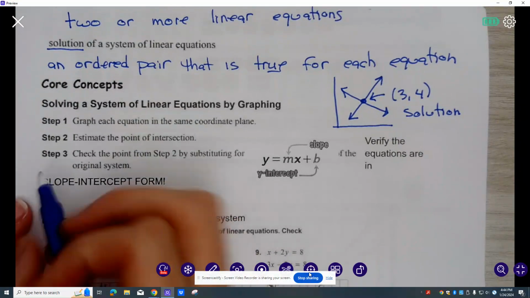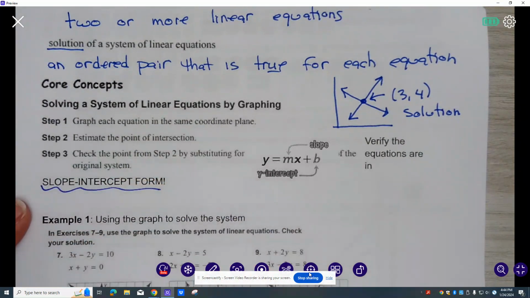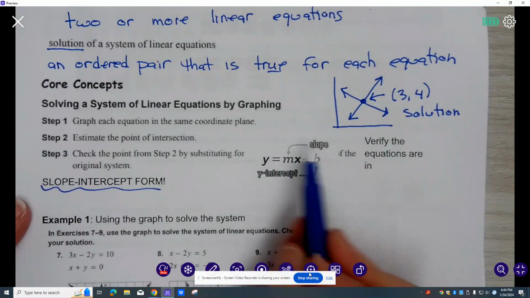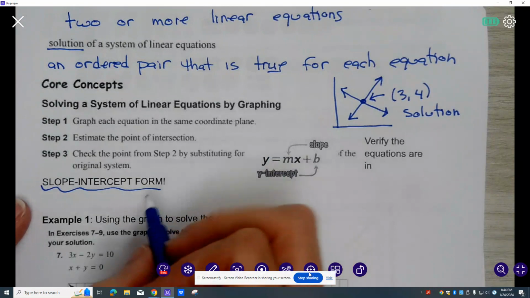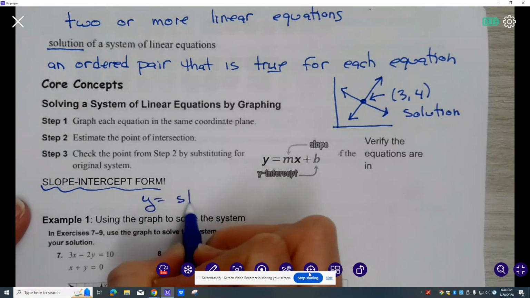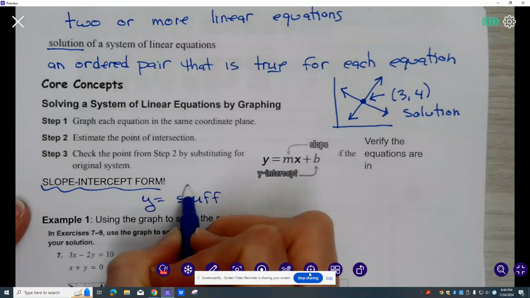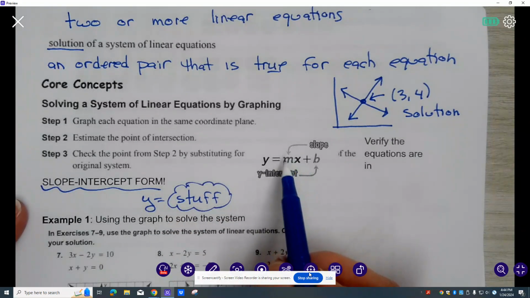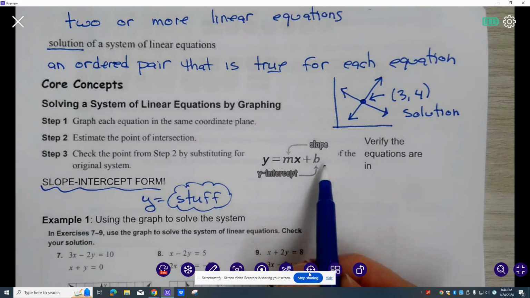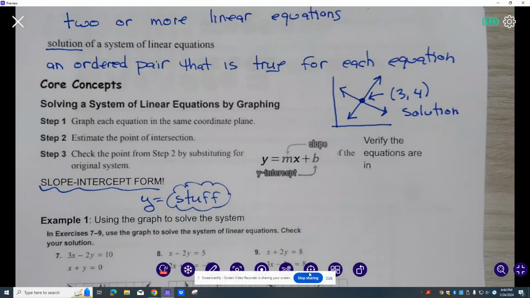Remember, before we graph, we like our equations to be in slope-intercept form. So y all by itself equals mx plus b, or like I like to say, y all by itself and equal to stuff. The number in front of the x will be your slope. The number hanging off the end will be your y-intercept. And so that's just a little review of graphing there.